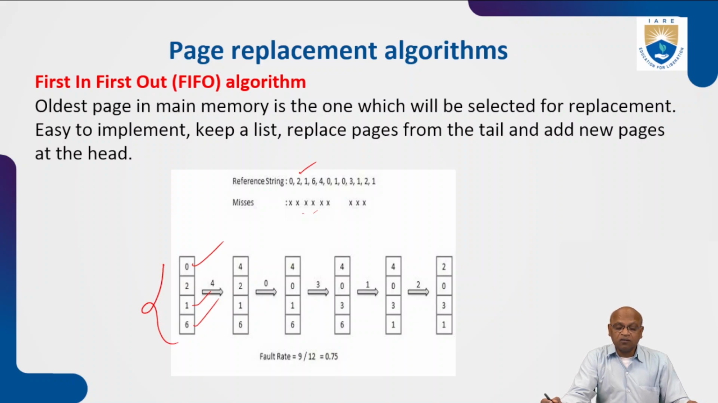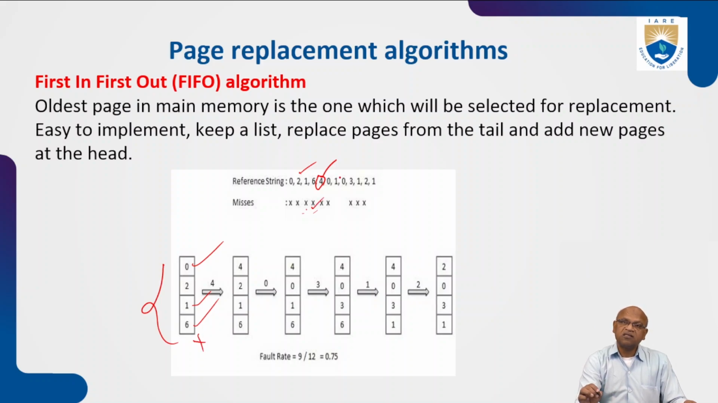Now, once the 4 frames are filled with the 4 pages, next we want to go for the 6th one. 6 is also occupied. Now we want 4. 4 is not here. That is called a miss.